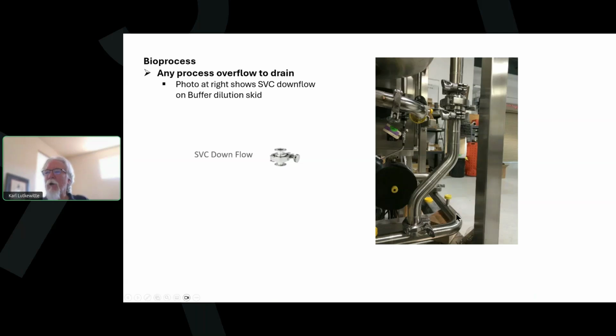This check valve is here to prevent that rare occurrence when the pressure inside this drain manifold would rise above the pressure above here, in which case I'd get a backflow of fluid, and the SVC downflow would check there. So those are the more common applications that we know about. We don't know about all the applications that this is used at.